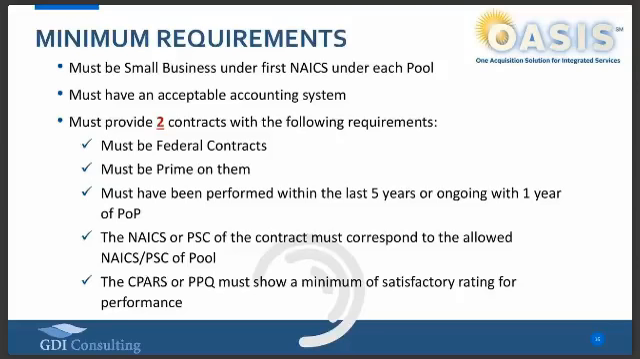The NAICS code or the PSC for the contract must correspond to the allowed NAICS and PSCs for that pool. So that's another thing that you need to make sure you have. So the NAICS that comes up on fpds.gov must be correct. Of course, there is a form that you can fill out and send to the contracting officer, and if he's allowing a change, then you can change the NAICS or the PSC, and that's acceptable. But essentially, you have to prove that you do have 2 contracts in the proper NAICS code of that pool.